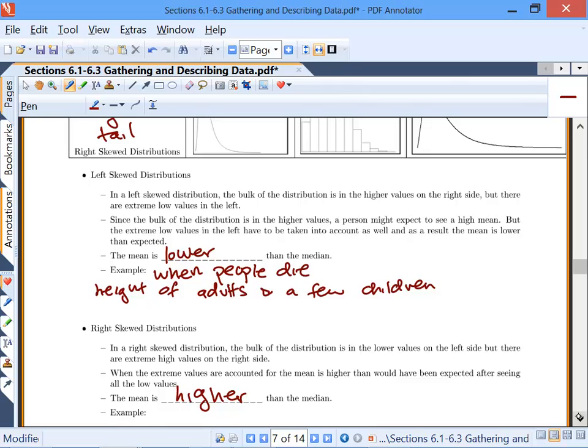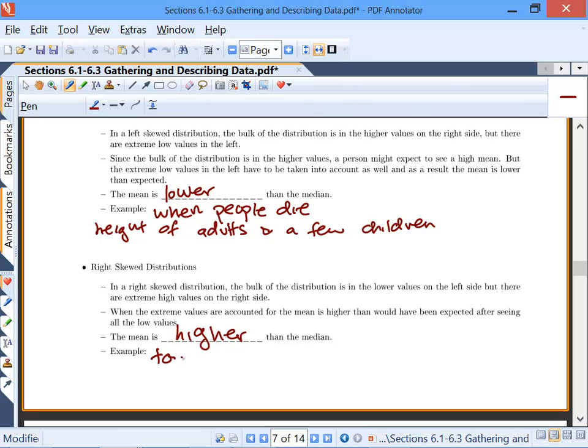A tough test. Okay, a really tough test. So if you wanted a left skew distribution, that would be a really easy test. So for a right skew distribution, a really tough test. What if we change around the height of adults and a few children? Where can you think of that you would go that would have a bunch of children and only a few adults? Height of everyone at preschool.